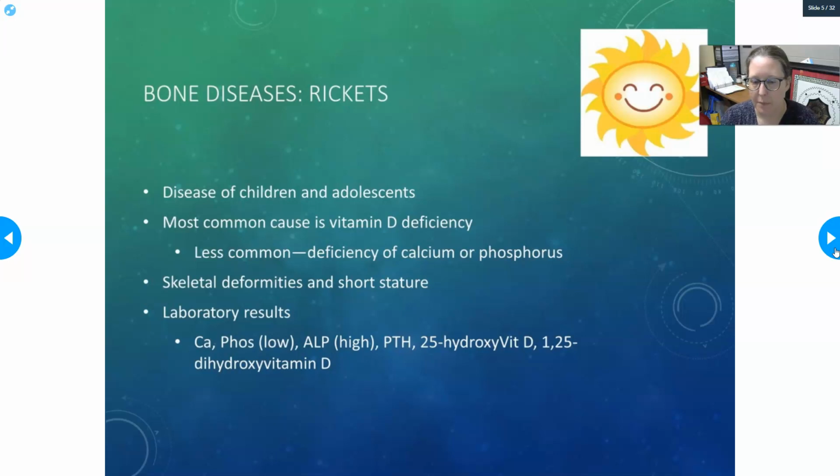Parathyroid hormone is going to be high because the calcium is low, right? And the 25-hydroxyvitamin D and 1,25-dihydroxyvitamin D, which is the active form of vitamin D, are going to be low. So you want to check all of these things. You want to check the calcium, the phosphorus, the vitamin D levels, the alkaline phosphatase, and the parathyroid hormone.